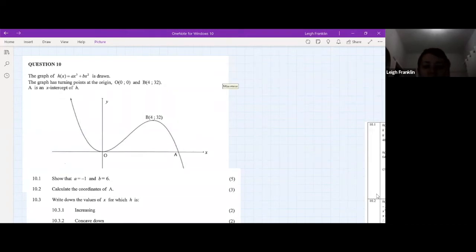Tibocho says, I get the value of A as -8. I don't know what went wrong. Okay, so Tibocho, maybe you made a mistake with an exponent or you multiplied something, but this is how we should do it.